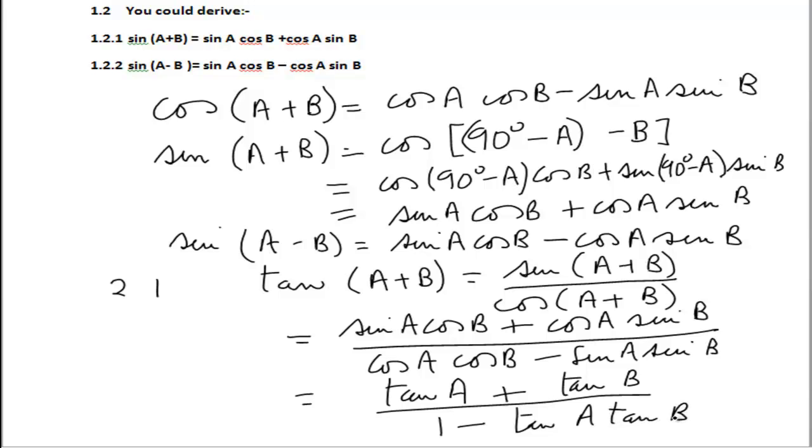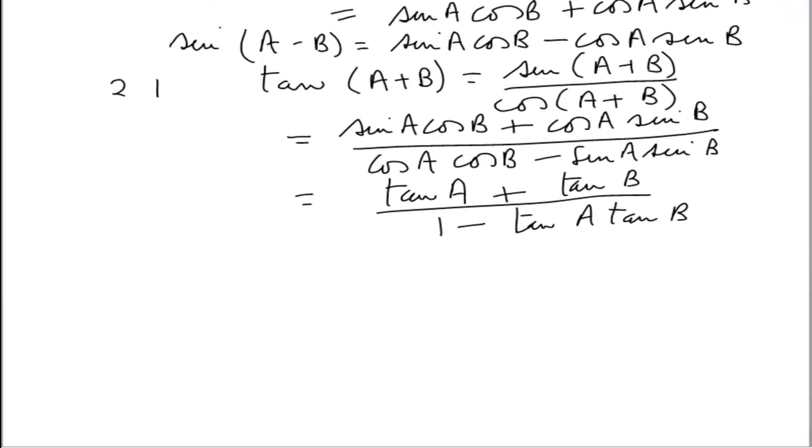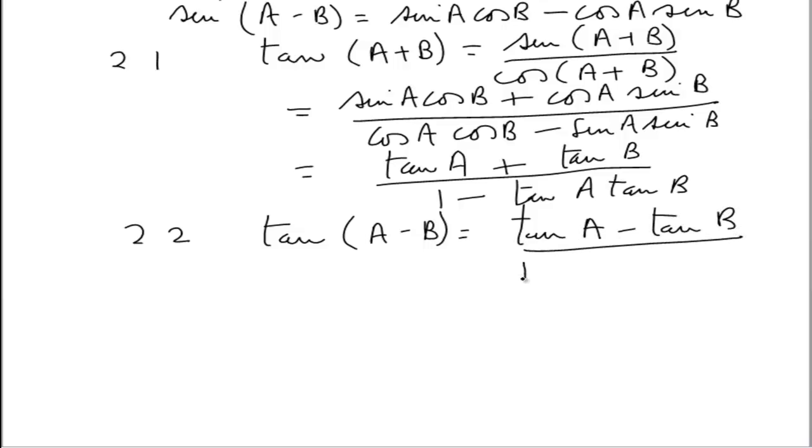Now 2.2, therefore it follows that for tan of A minus B the signs will only change, which means it will become tan A minus tan B all over 1 plus tan A tan B.